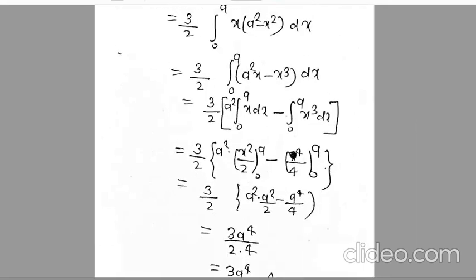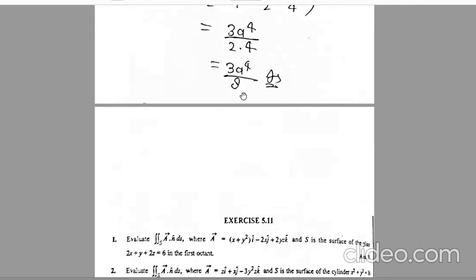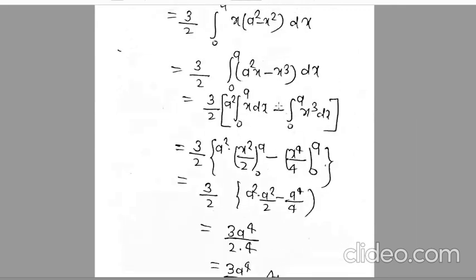So you can see all the integration is done here, and your final answer is 3a to the power 4 upon 8, right? This type of question is a 7.5 marks question, and it can come in your exam. This is very simple. If your theory about surface integral is clear, then you can solve these questions very easily. If your theory is not clear, then you cannot solve these questions, right? So just clear your theory, and this is a very easy topic.